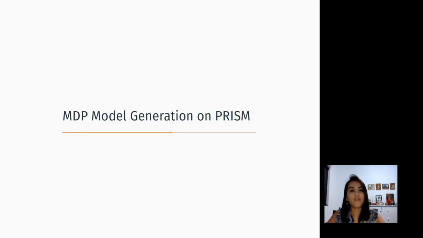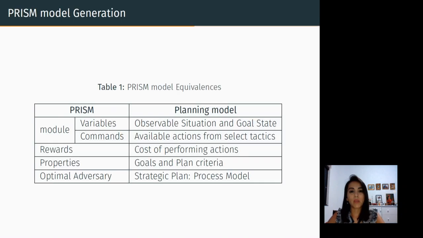So now that we defined our planning model, we could model using PRISM. So as we could see, as was presented before, PRISM has models, so we need to have variables and commands. The variables are the attributes of the observable situation and the goal state. The commands are the available actions from the selected tactics. The rewards are the cost of performing these actions.